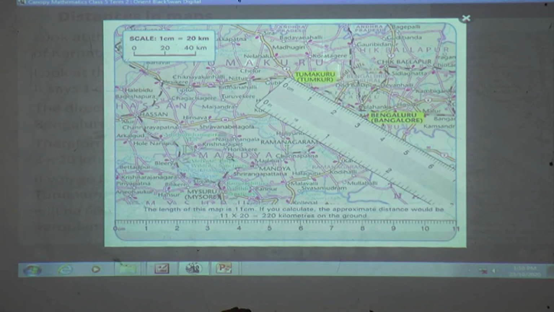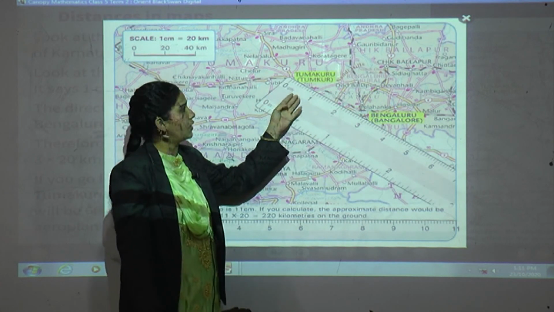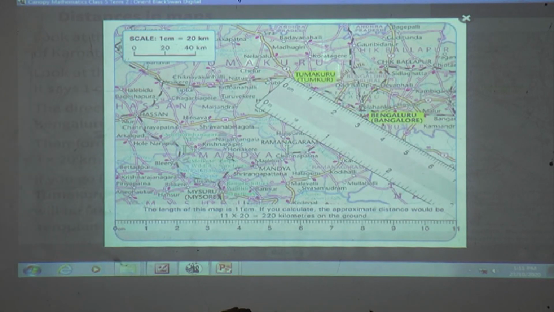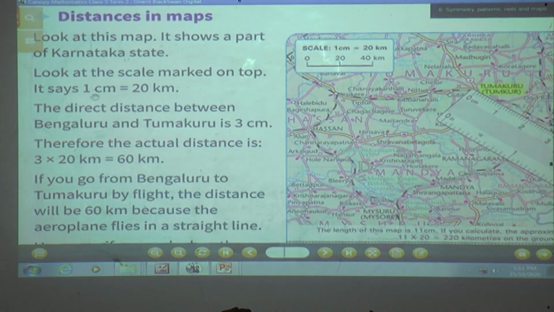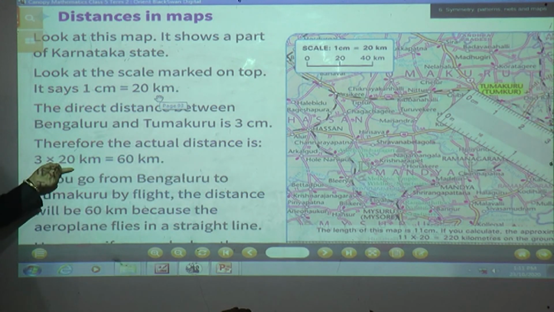Now the direct distance between Bengaluru and Tumakuru is 3 centimeters. See, here they have measured with the scale. So the direct distance is 3 centimeters. Therefore the actual distance is 3 multiplied by 20 kilometers. Why, students? Because here the scale is 1 centimeter is equal to 20 kilometers. So the actual distance is 3 multiplied by 20, that means 60 kilometers.